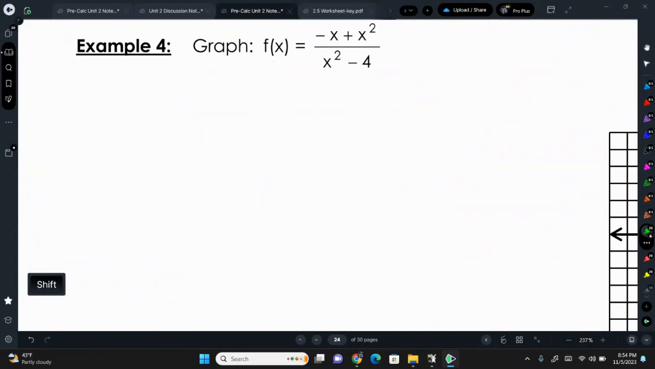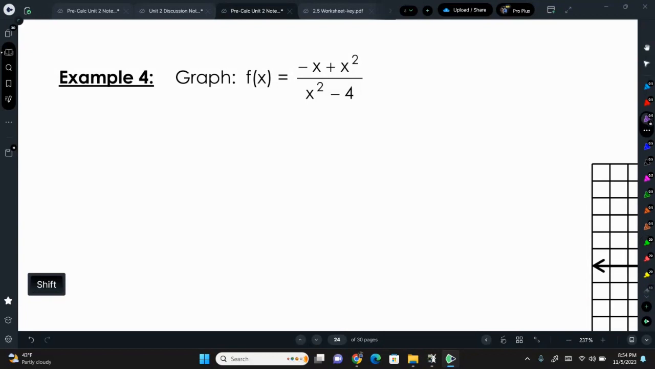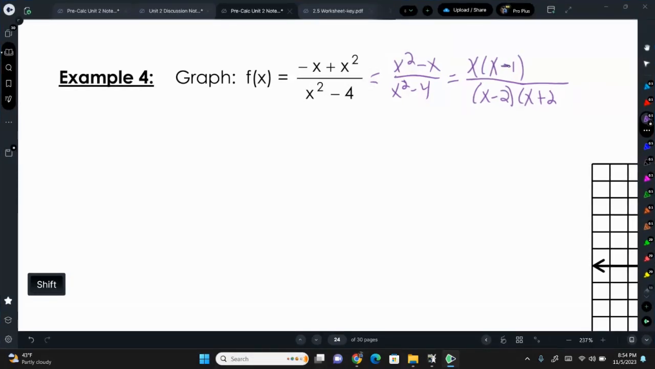We have negative x plus x squared over x squared minus 4. I don't like how that's written, so we know that we can rearrange this to x squared minus x over x squared minus 4. And we can factor the numerator, so x times x minus 1. And we can factor the denominator to x minus 2 times x plus 2. And we can't cancel anything, so we're going to have to deal with this bit of a mess.